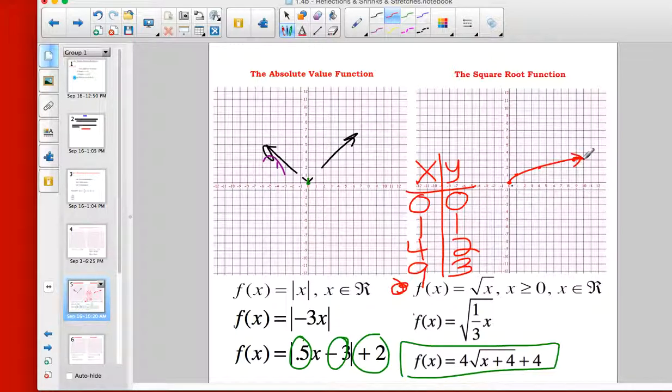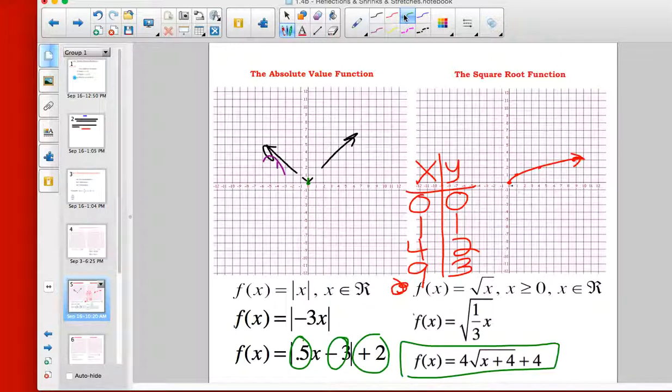So from here, now we're going to worry about these changes. I'm going to skip this second one. If you want to do it on your own, pause the video and join me when I start the second one, you can. Otherwise, we can just go ahead with this one. So now I have 4 times the square root of x plus 4, and then plus 4 on the end.